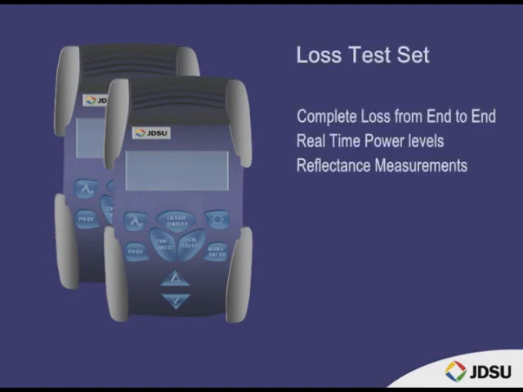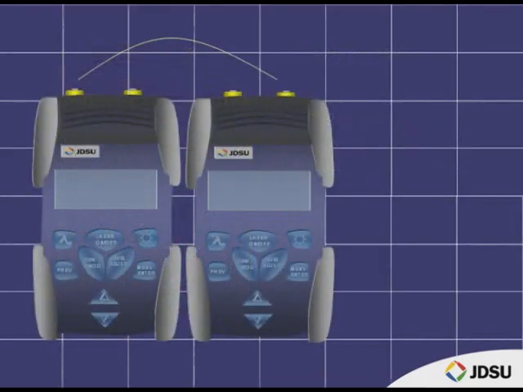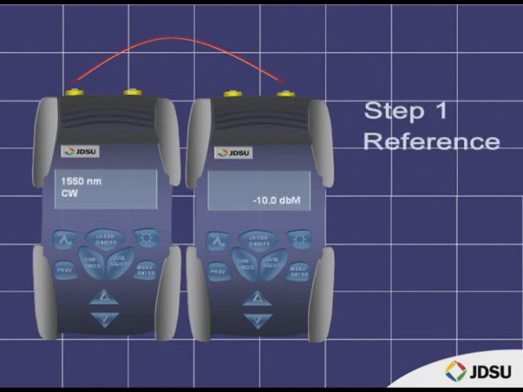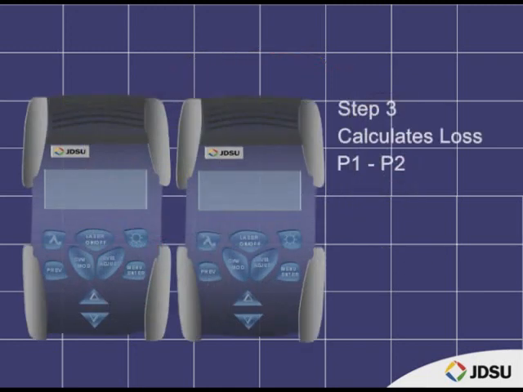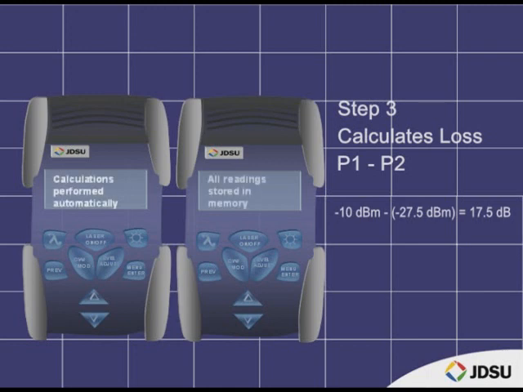Power meters and light sources can be referred to as a loss test set. They can be used for complete loss from end to end, real-time power levels, and reflectance measurements. Meter operation is simple and automatic. In step 1, a reference is taken from the light source to the meter. In step 2, the meter records the power over the length of the fiber span. And finally, in step 3, the meters calculate the difference between the reference and the recorded power to obtain the loss.